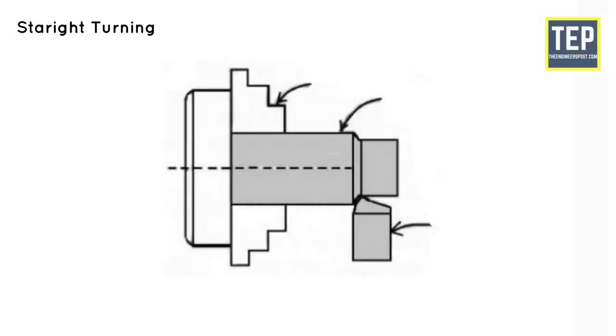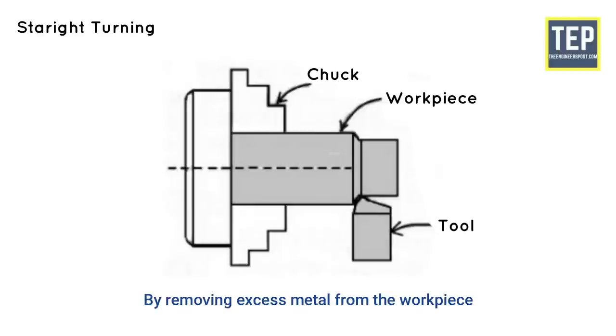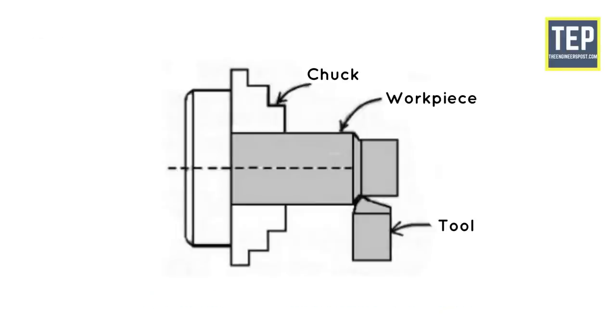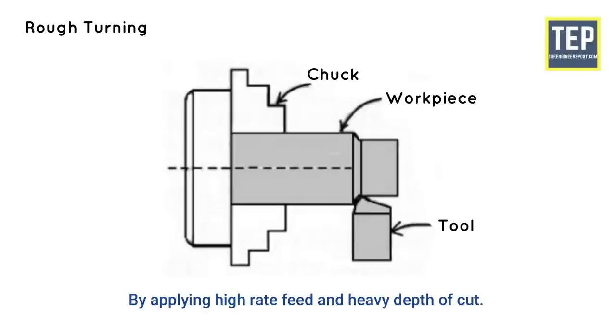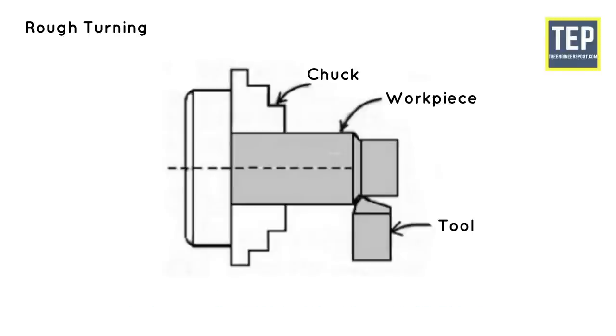In straight turning, the workpiece is held on the chuck and it is made to rotate about the axis. It produces a cylindrical surface by removing excess metal from the workpiece. Rough turning is the process of removal of excess material from the workpiece in minimum time by applying a high rate of feed and heavy depth of cut.